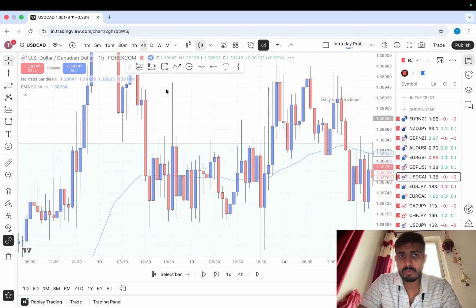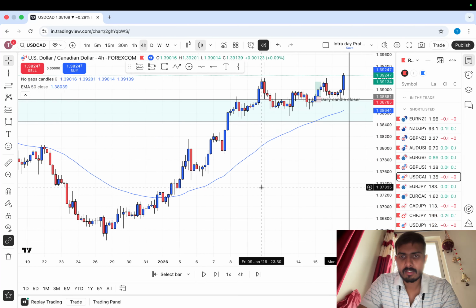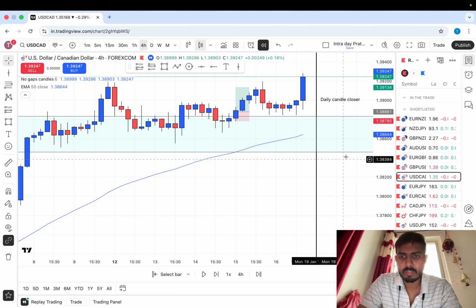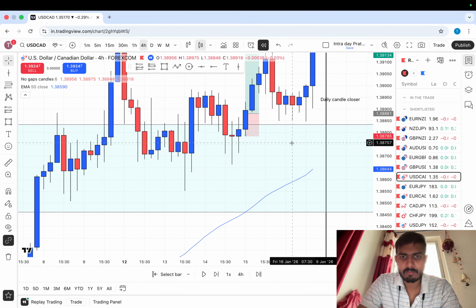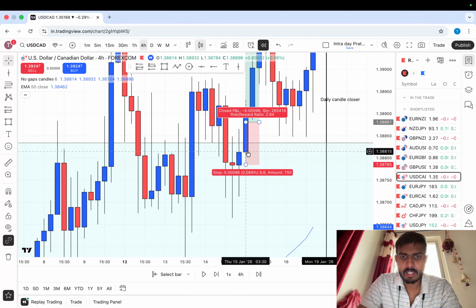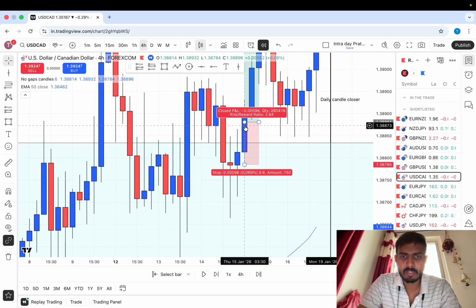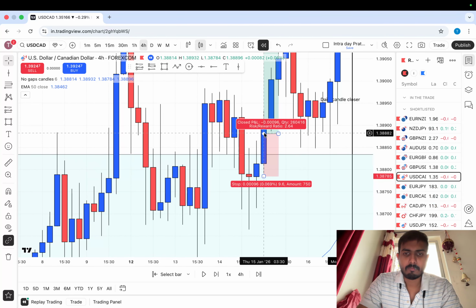But before I take the trade, I have to check on the 4 hours. Do we have any bullish structure? And we do see the bullish structure: the doji and the engulfing candle on the 4 hours. Then we started creating this candle, and we were about to close it because at 7:30 it was going to close. So we took the beautiful trade.